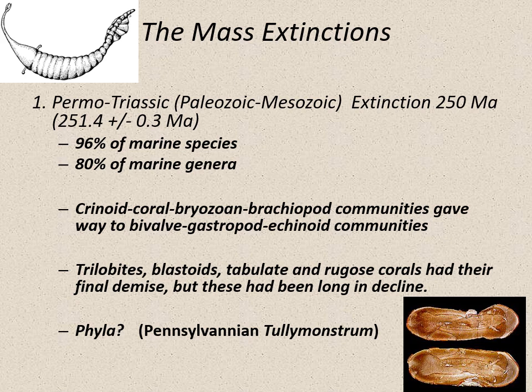Trilobites, blastoids, tabulate and rugose corals ultimately go extinct at this time. However, many of those had already been in decline, so this was just kind of the straw that broke the camel's back. We then look at some other phyla that may have gone extinct at this time, such as the Tullimonstrum from the Pennsylvanian, but we're not really sure what this thing is. It could be a vertebrate, it could be a gastropod, or some other kind of mollusk. So this was a huge mass extinction event that really did affect almost all life on the planet.